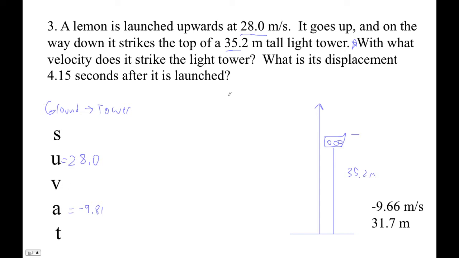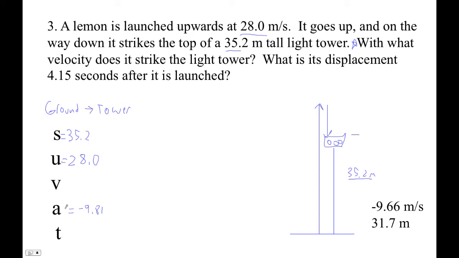Let's see. The displacement is actually that it goes up and then it comes down. So the net change in position is actually that 35.2 meters. It's not the distance, okay? Notice it goes a greater distance, right? But it's actually the change in position from here to here is our 35.2, right? Okay, so let's see. And then we want to know with what velocity does it strike the light tower, okay?